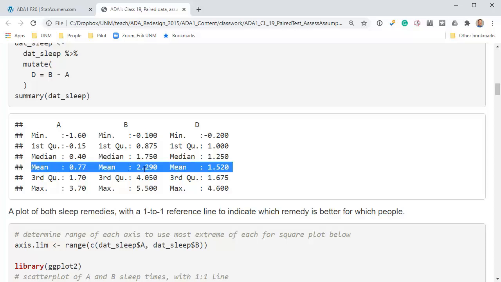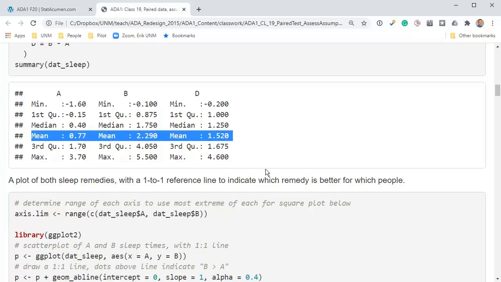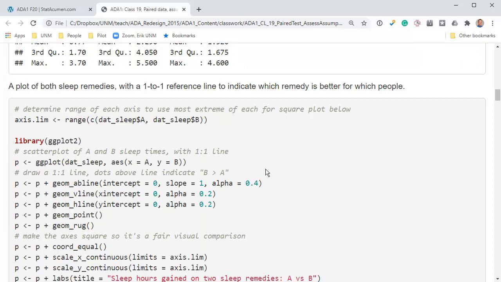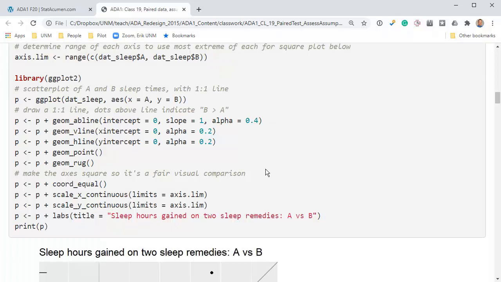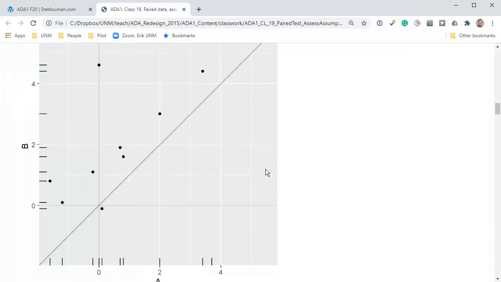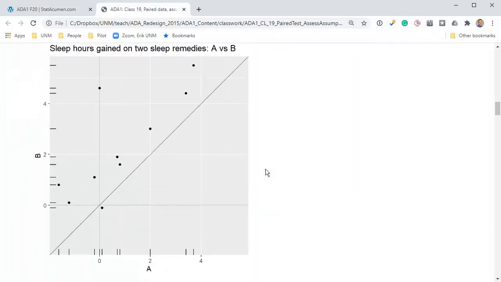It should be that 2.29 minus 0.77 equals 1.52. All right, so now let's look at a visualization. And I'm not going to go into the code too much here, so I don't spend too much time. But I will make a couple comments.